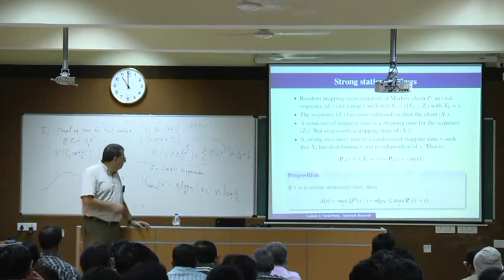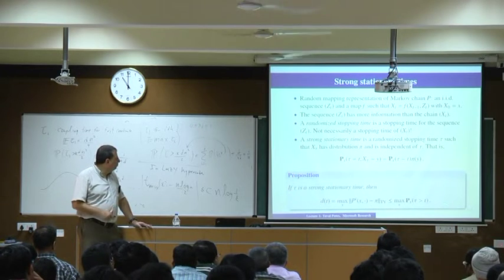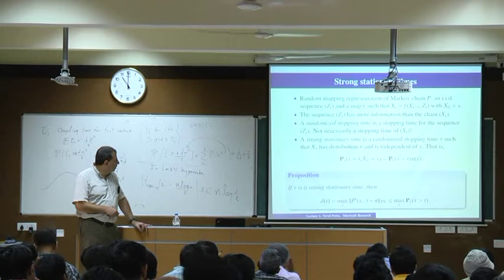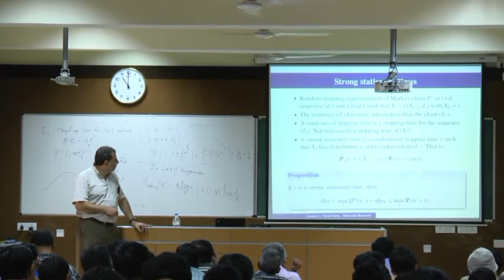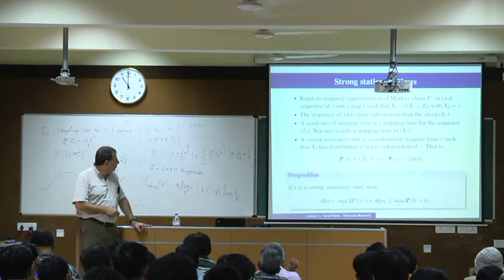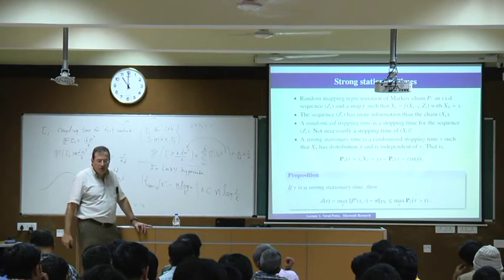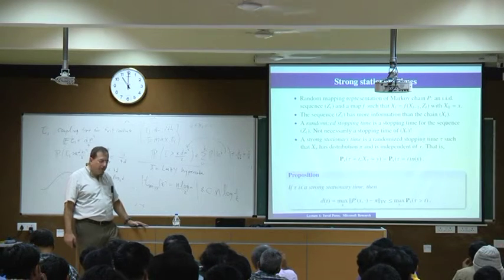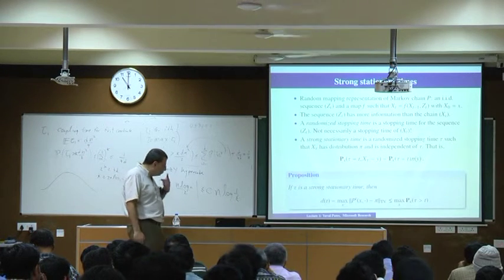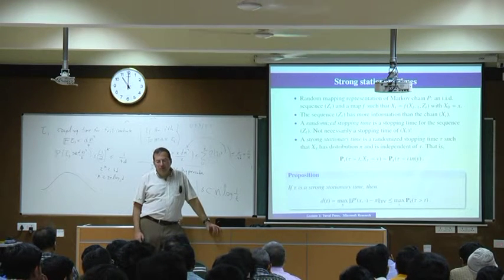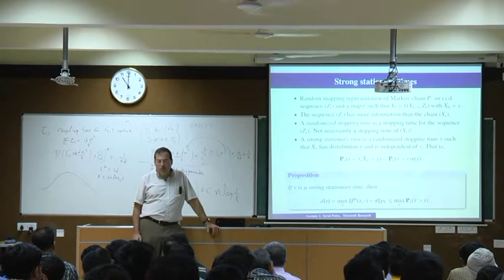And for strong stationary times, we have an upper bound: the total variation distance at time t is always bounded above by the tail of the strong stationary time. So just like with coupling. But I want to emphasize, this is a common mistake: this kind of inequality is not true for stationary times.